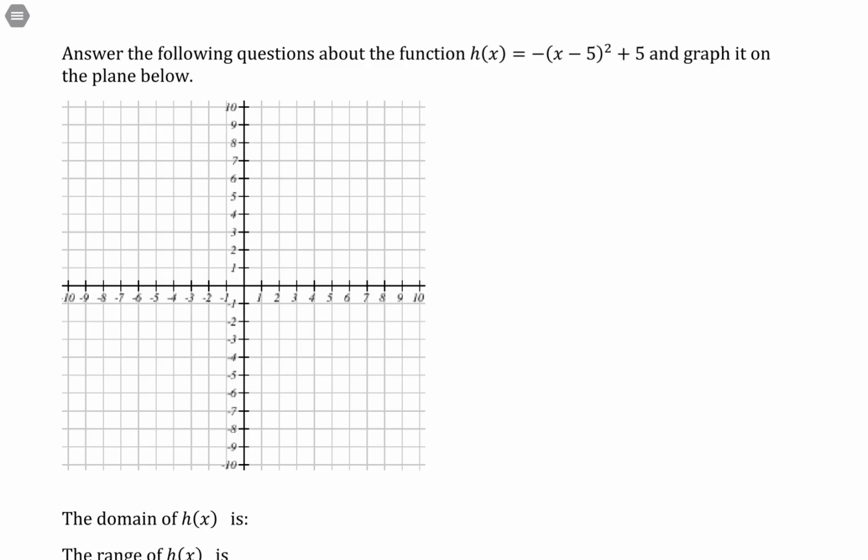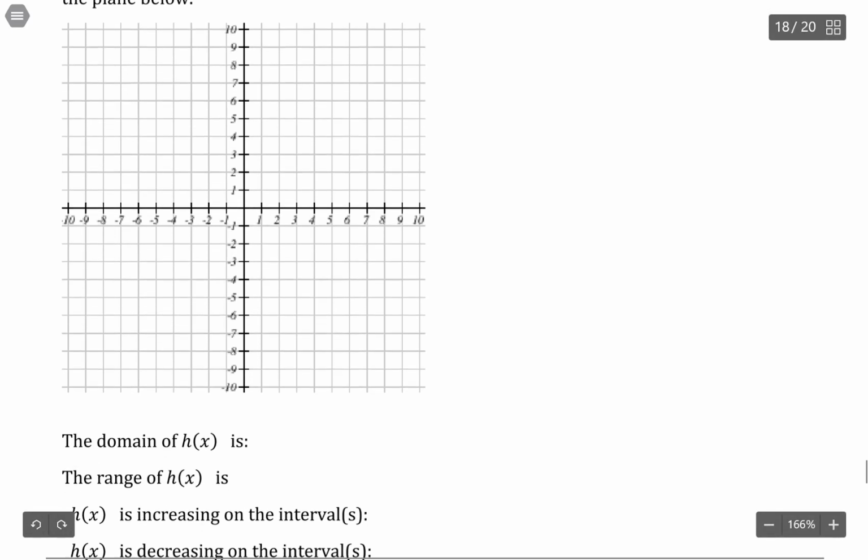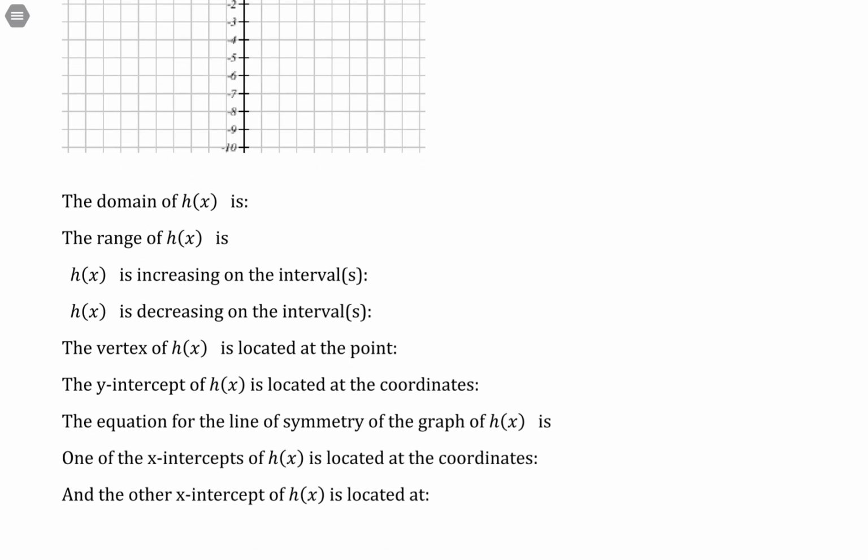Answer the following questions about the function h of x equals negative (x minus 5) quantity squared plus 5, and graph it on the plane below. All right, we have a lot of different questions here, all surrounding this function.